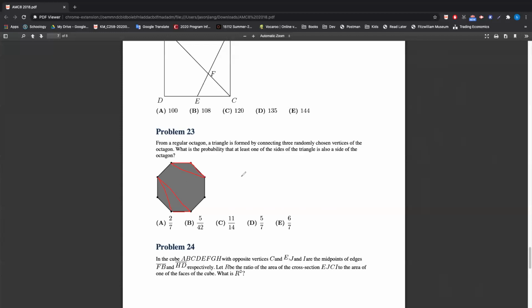A good indicator that you want to use complementary counting is whenever you see the words at least. It's not actually stated here, but it's sort of implied. Oh, never mind, it's right here, right? The reason is that if we calculate it directly, we have to calculate 1 side and 2 sides. When we do complementary, we're just calculating 0 sides, so we're going to save time. Okay.